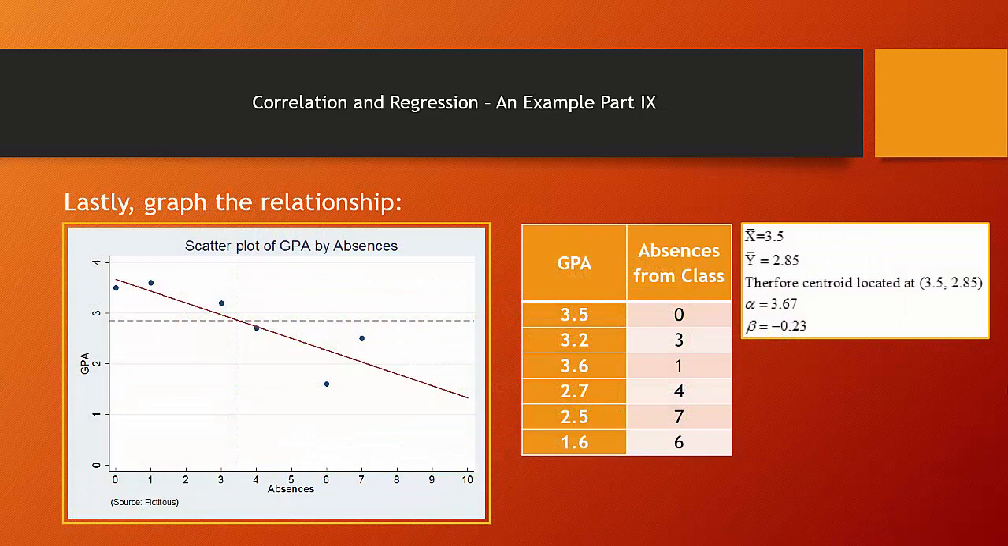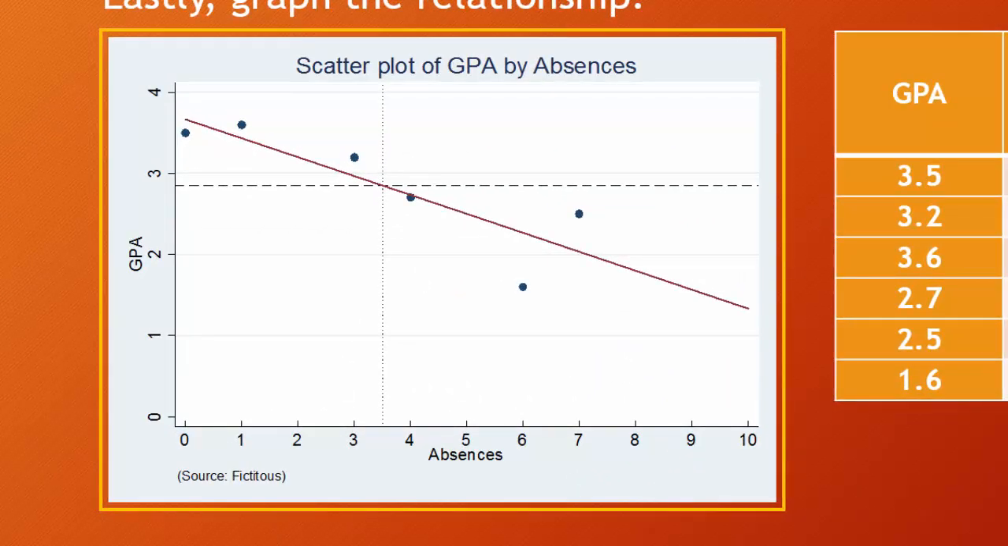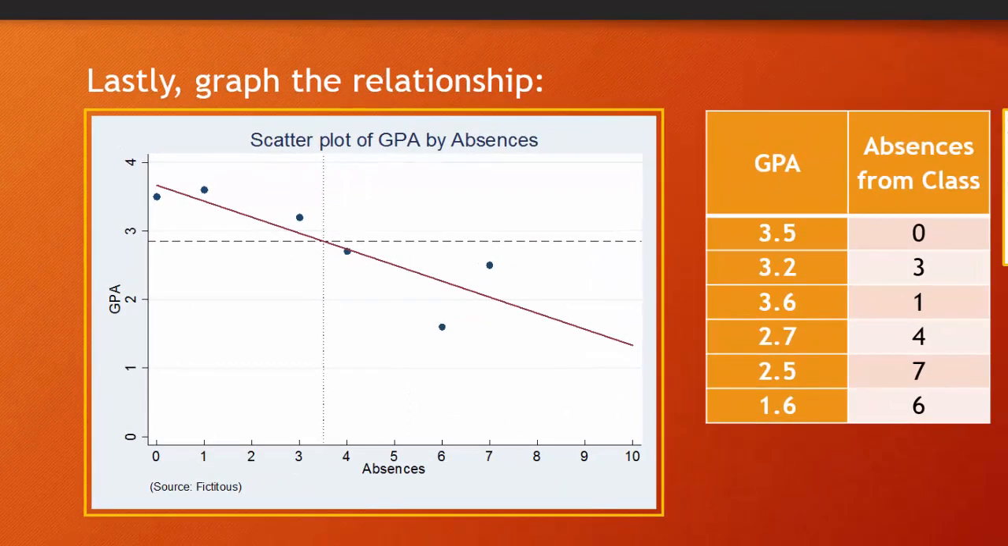Finally, what we can do is we can look at graphing the relationship. And to graph the relationship, of course, you should have a title, and you should have margin titles, and a source. What you do to start off, having set it up, you put it on the scale with the absences and the grade point average.